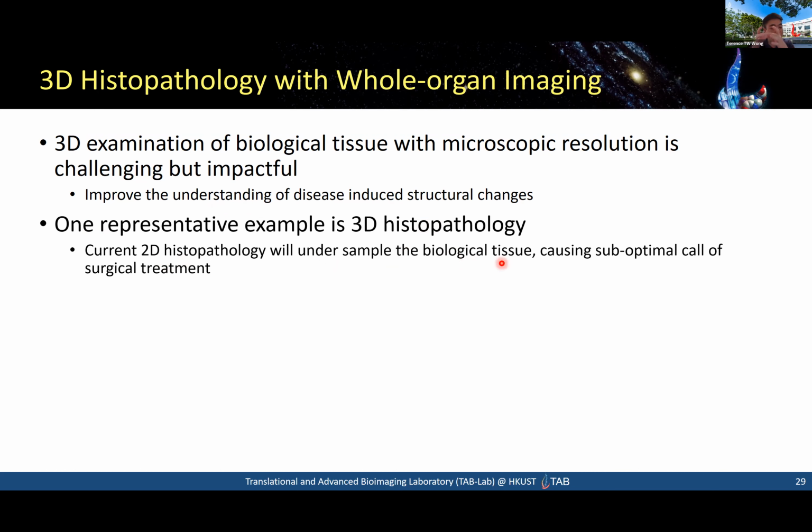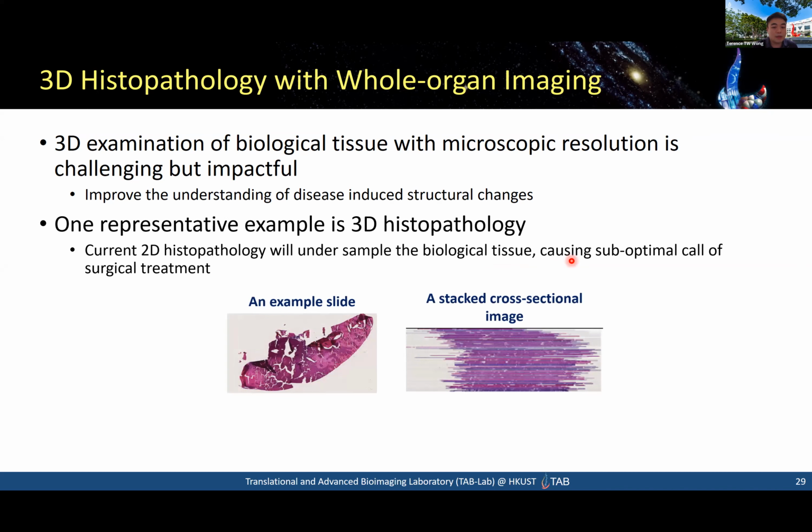We harvest a big tissue from the body, and during sample preparation or even in 2D histopathology, we cannot image the whole thing. We just harvest a piece of it, and you may undersample the original biological tissue, causing a suboptimal call for surgical treatment. Also, one problem in 3D histopathology currently is that they try to get a thin slice first, and then image it, and then try to image another thin slice, and another thin slice subsequently. And then at the end, they try to stack the whole thing. And you know, every time you cut, you can cause some destruction of the tissue.